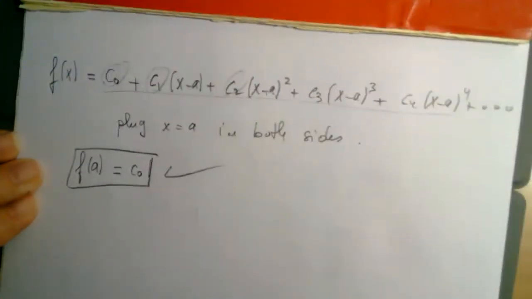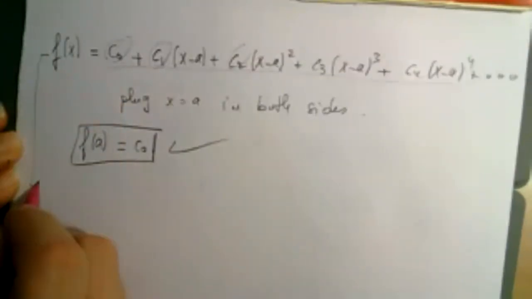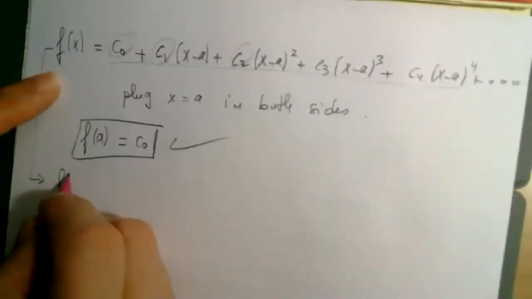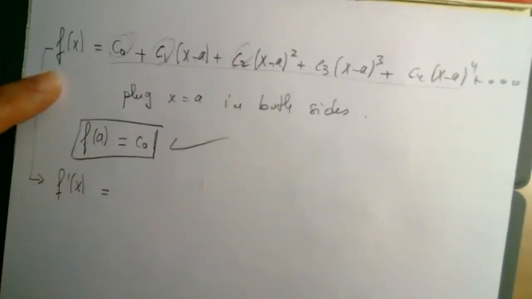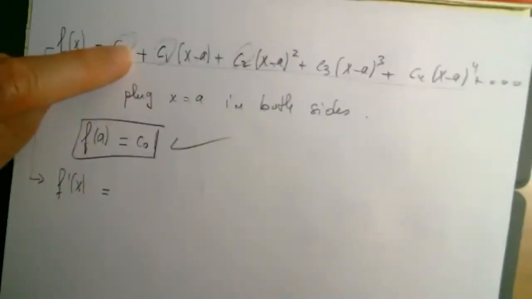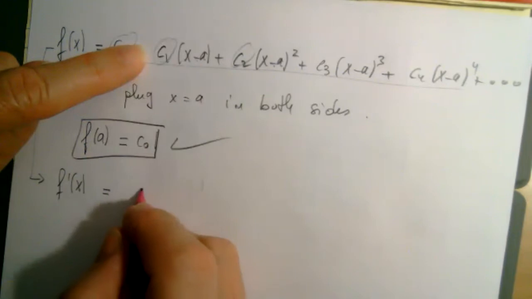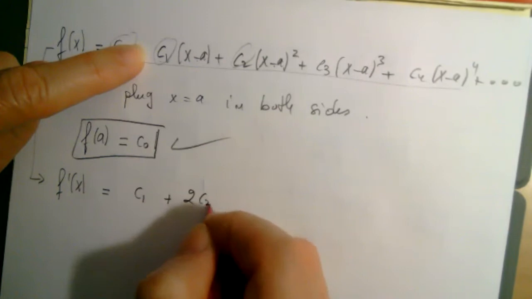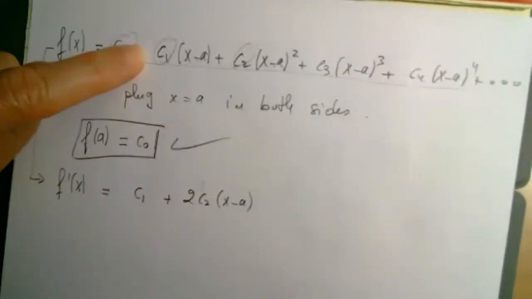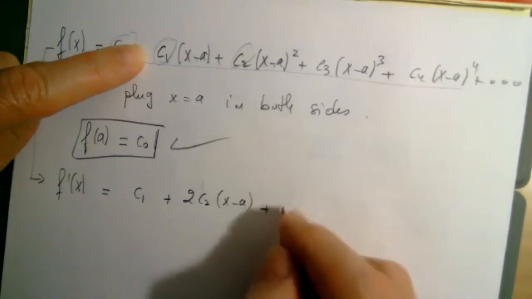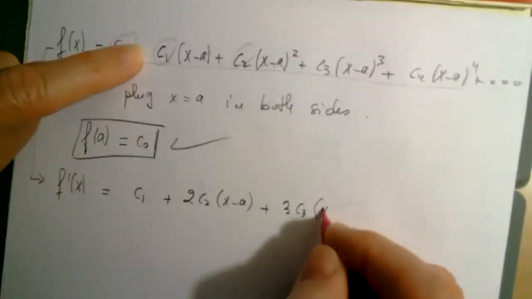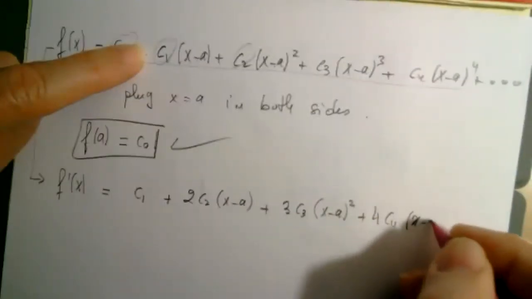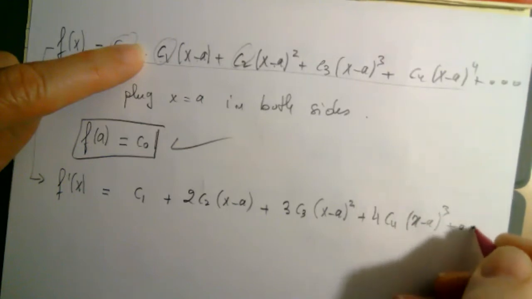Now let's see where C1 is coming from. Last lecture, we saw that we can differentiate a power series term by term. So I'm going to differentiate this, f prime of x. C0 is a constant, derivative 0. We're going to get C1 plus 2 C2 (x minus a), differentiating term by term, plus 3 C3 (x minus a) squared, plus 4 C4 (x minus a) to the power 3, plus etc.